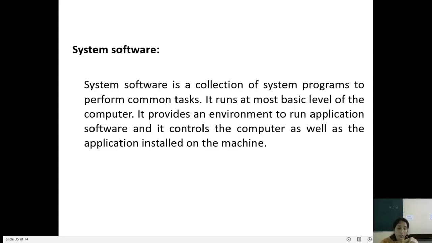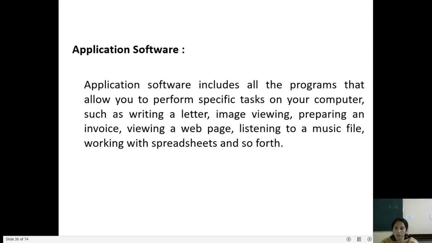Along with it, if you want to do some extra work, you require application software. Like MS Office is an application software. Just now I made the PPT and was teaching you. And I'm using one software that is also an application software which helps the user to record. Application means it is used only for specific tasks, whereas system software is generally used for the system purpose. When you come to the application, it helps the user for writing letters, viewing images, preparing invoices, listening to music, preparing spreadsheets, and so forth.